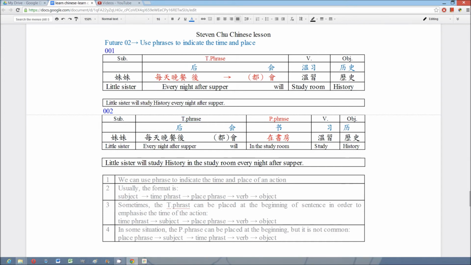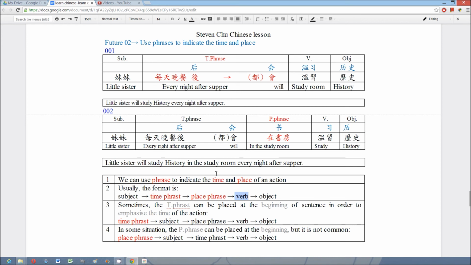In Chinese grammar, we don't have the terms time indicator or place indicator. I made up these terms just to help you understand the function of the phrases. So we have learned how to use a phrase to indicate when and where the action happens. Usually the format is to put the time indicator and then the place indicator in between the subject and the verb. And you can use this sentence structure in all tenses.